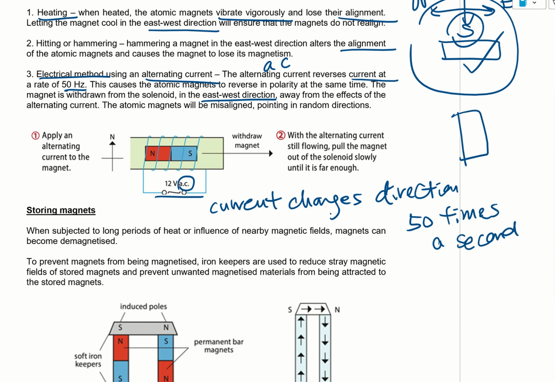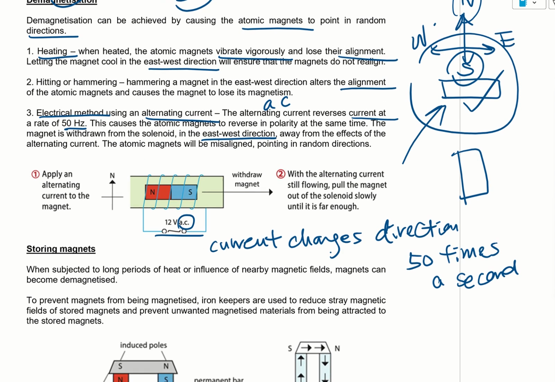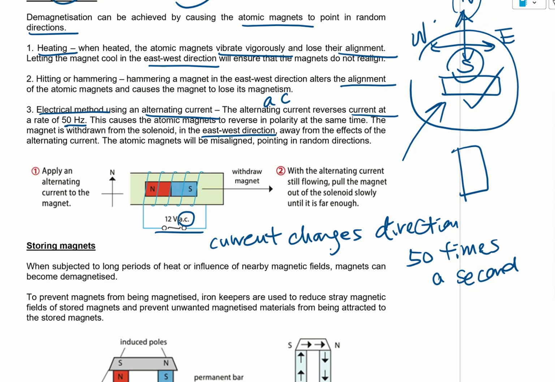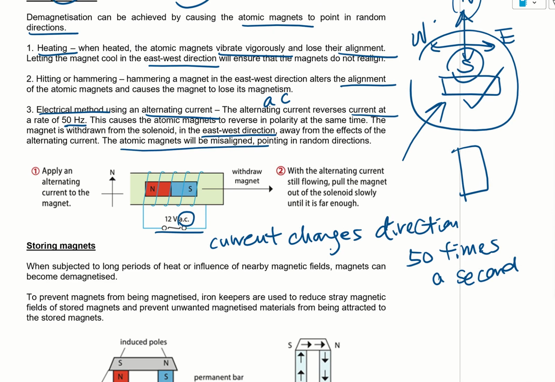withdraw the magnet from the solenoid in the east-west direction. Again, same thing as this. Okay, and we need to do this a few times. So this results in the atomic magnets being misaligned and pointing in random directions.